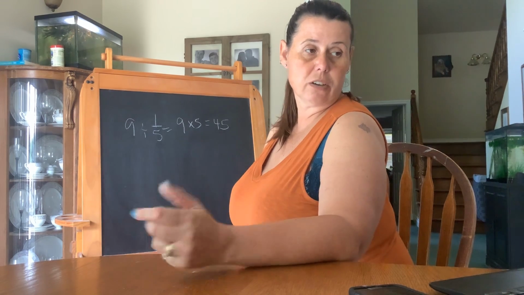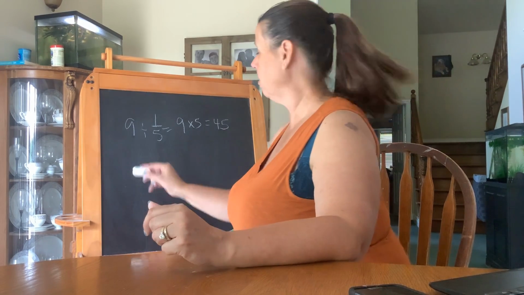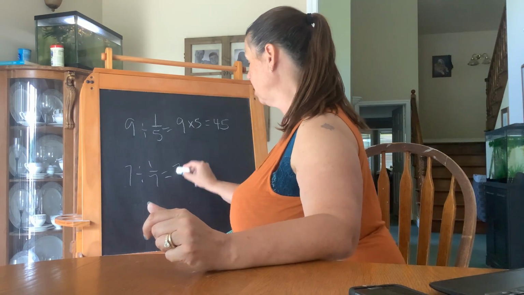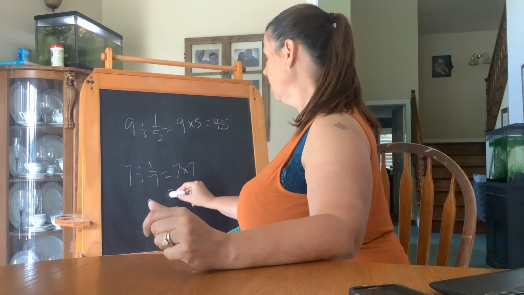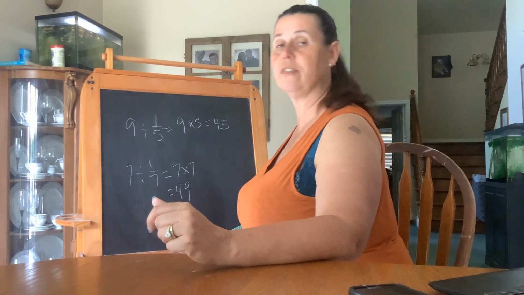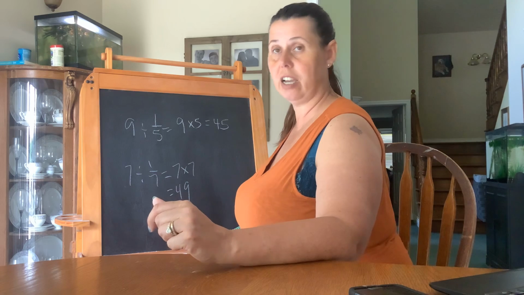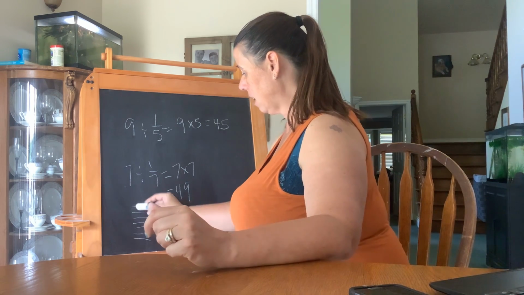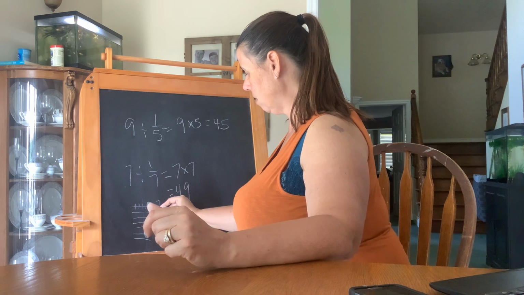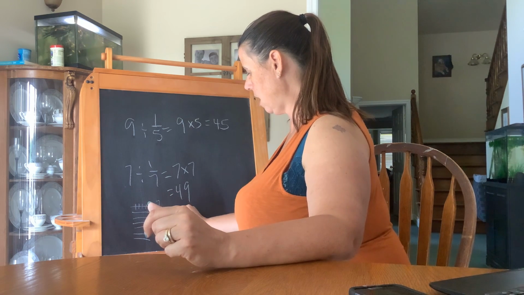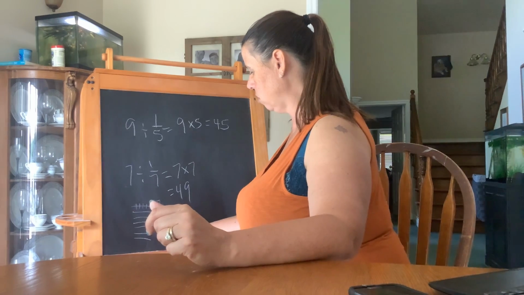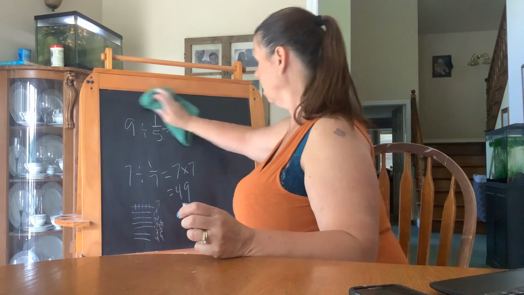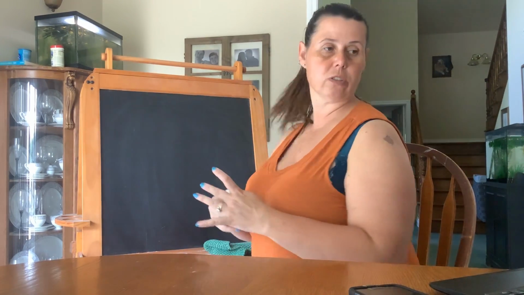Now, let me skip down and do another one. 7 divided by a 7th equals, well, I go 7 times 7, 49. If I had 7 lines, and I cut them each into 7, it'd be 7, 14, 21, 28, 35, 42, 49, right? If I cut them into all those pieces. Okay, pause the video, go answer that question.